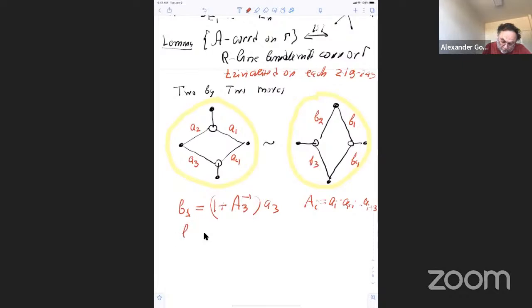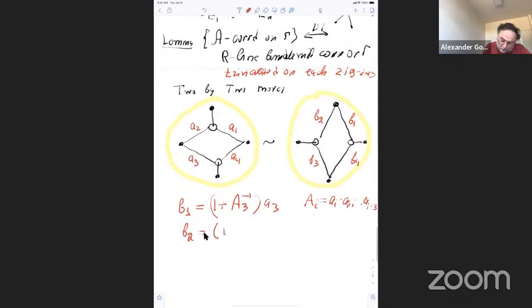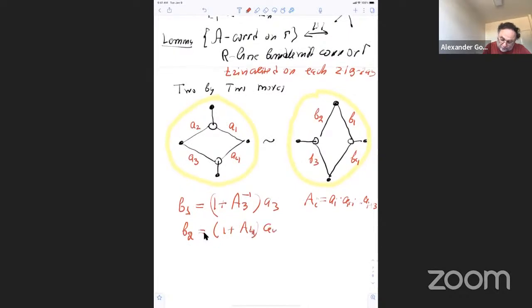And then the coordinate B2 is 1 plus A4, and so on. You apply just the cyclic permutation, because the diagram has cyclic symmetry of order 2. So I already wrote the formulas. It's very easy to see that these formulas are self-dual: if you do it once again, you get back. And also we have some little claims that they satisfy the pentagon relation.